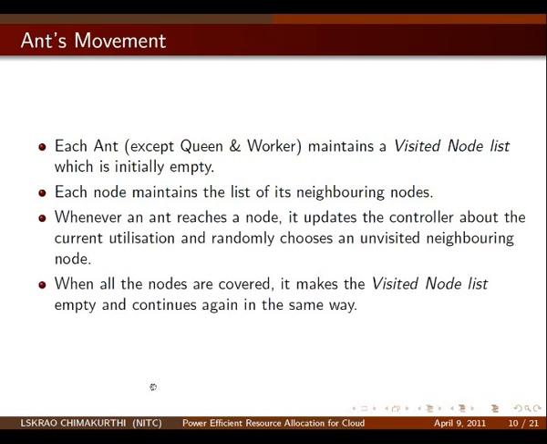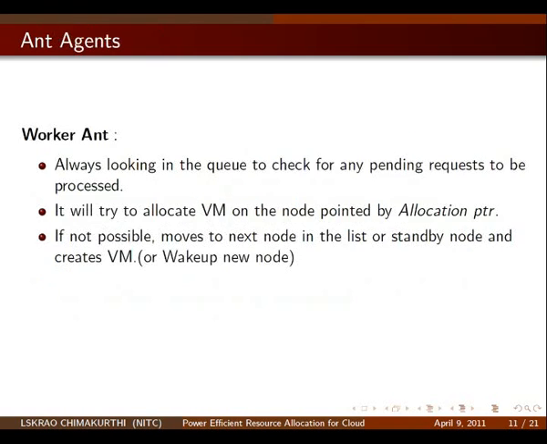Each node in the cloud maintains a list of neighboring nodes. Whenever an ant reaches a node, it updates the controller about the information gathered by that ant, and then it randomly chooses an unvisited neighboring node. When all the nodes are covered, it makes the visited node list empty, and it continues again in the same way.